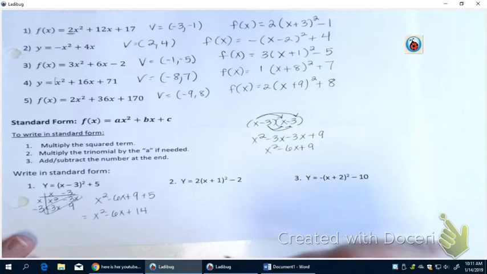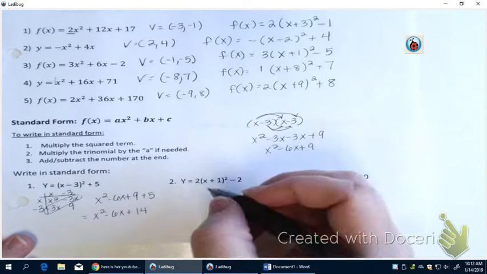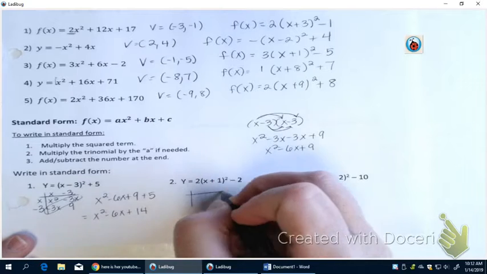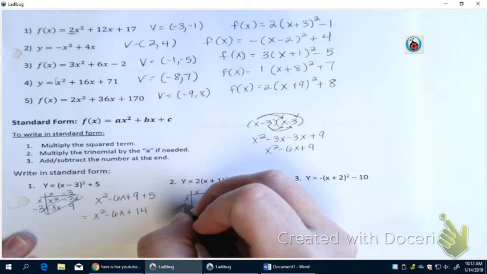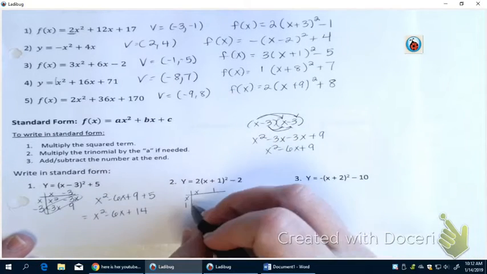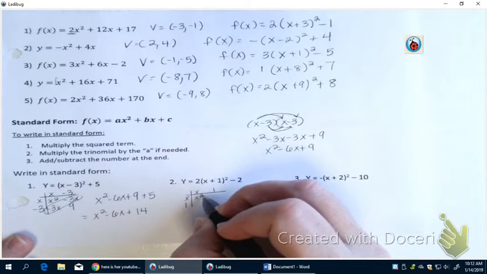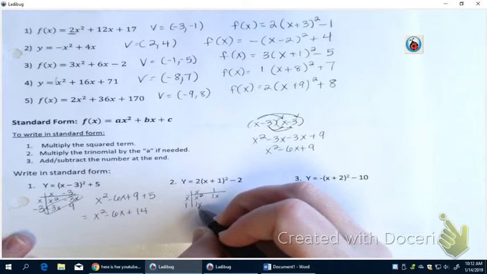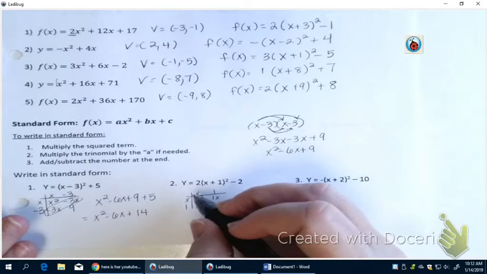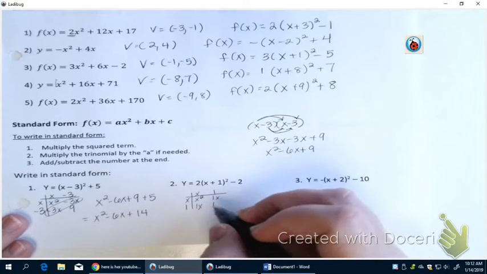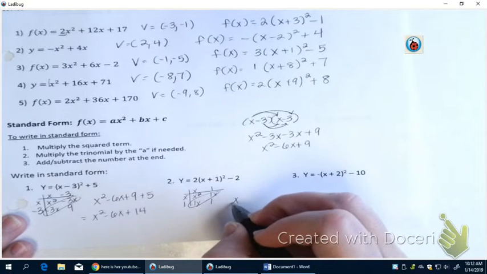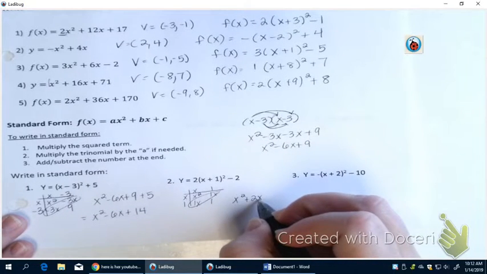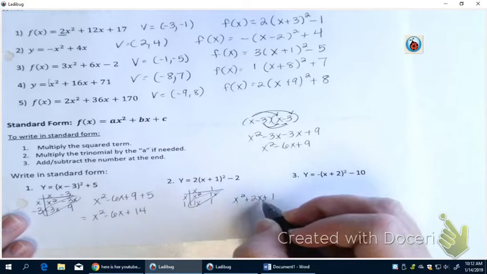All right, number 2. So first thing I'm going to do is that x plus 1. I'm going to put it in the box. Remember, you can do it this way if you'd rather. X times x is x squared. X times 1 is 1x. 1 times x is 1x. And then 1 times 1 is 1. Combine that, so we have x squared plus 2x plus 1. 1x plus 1x is 2x.